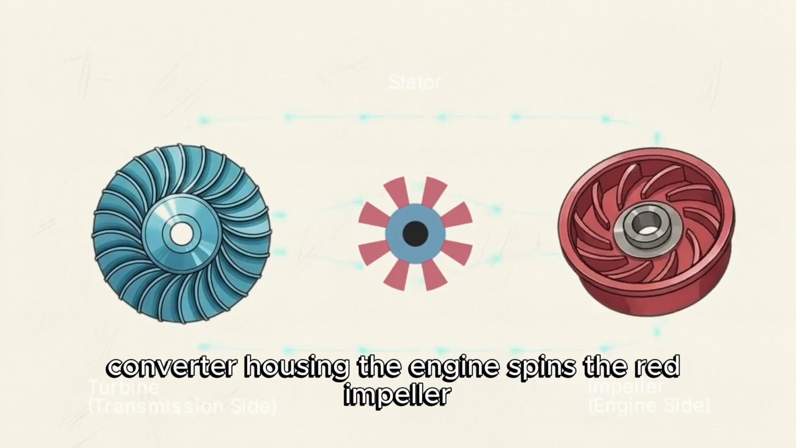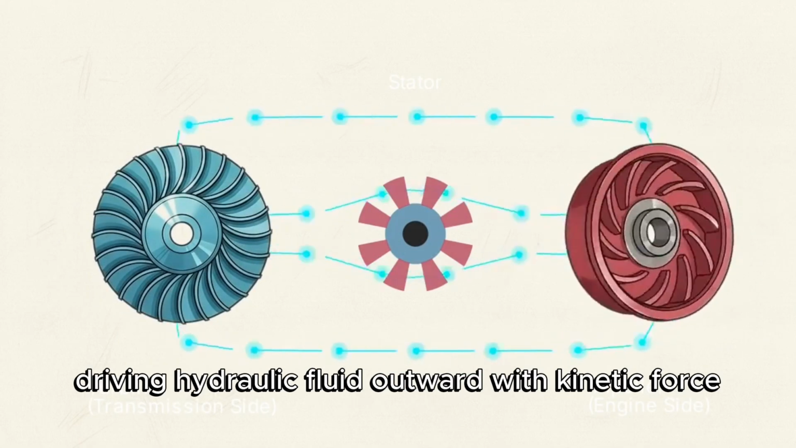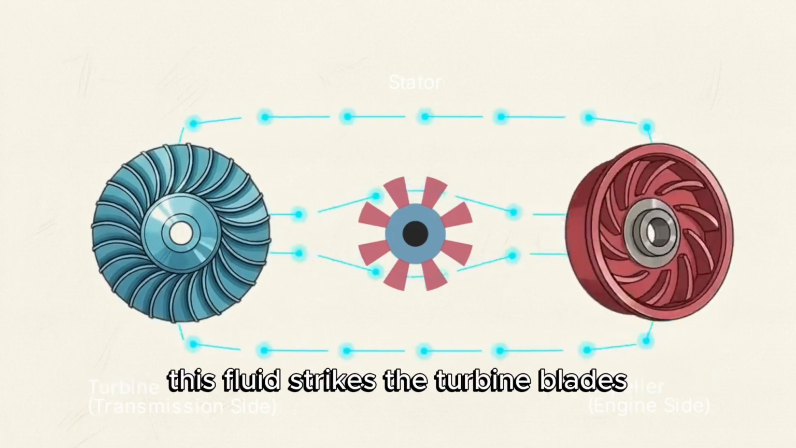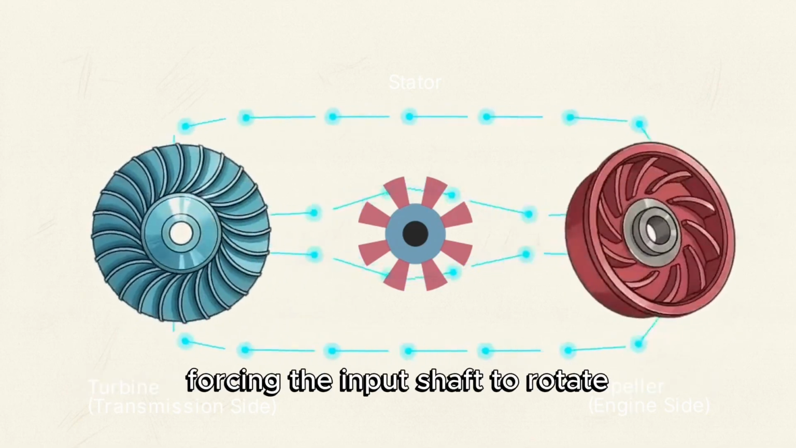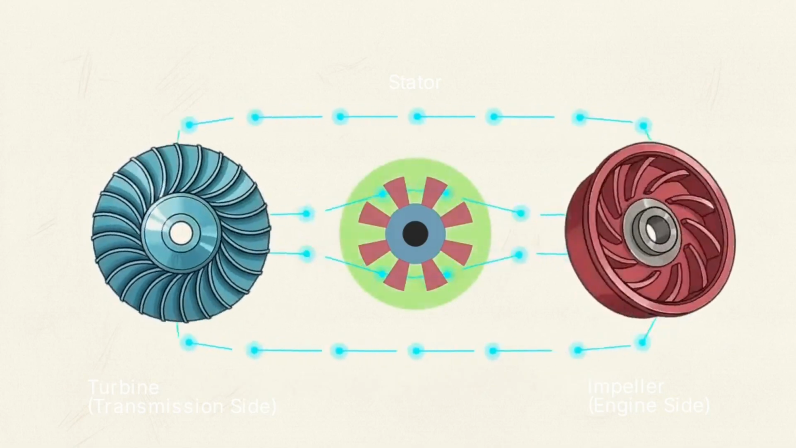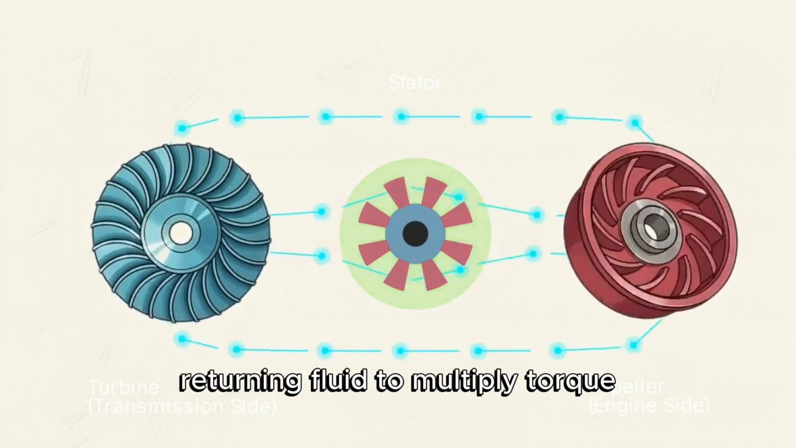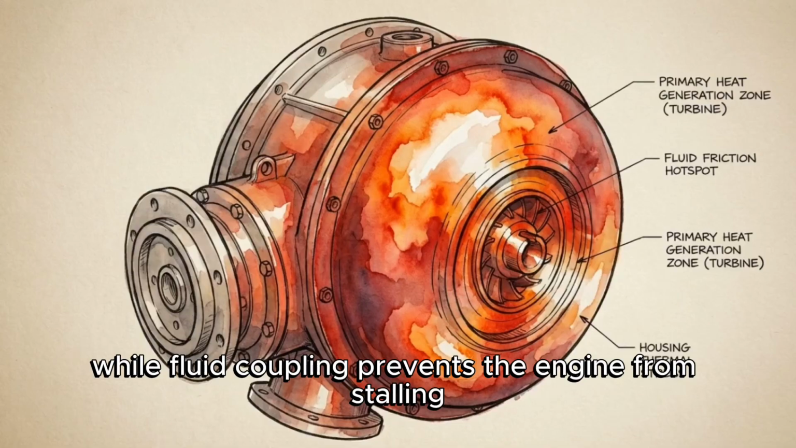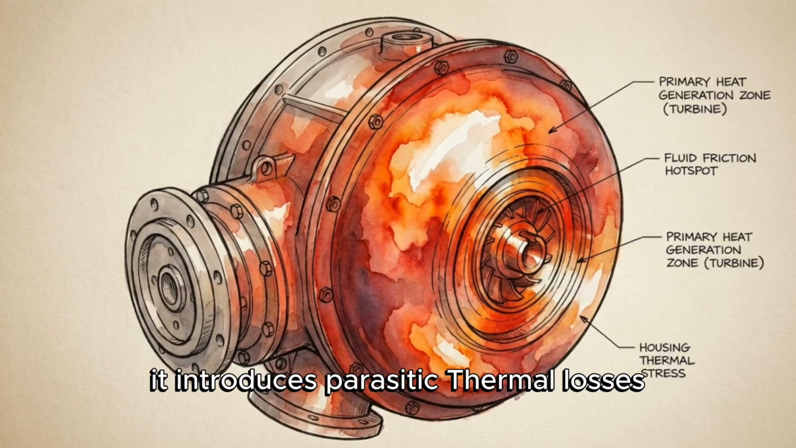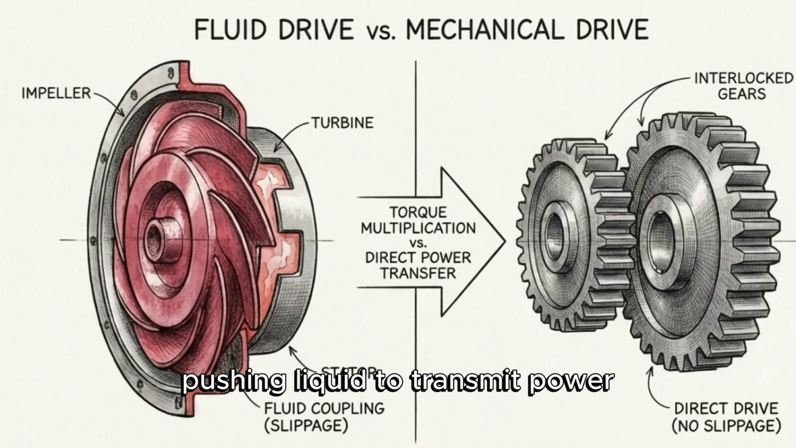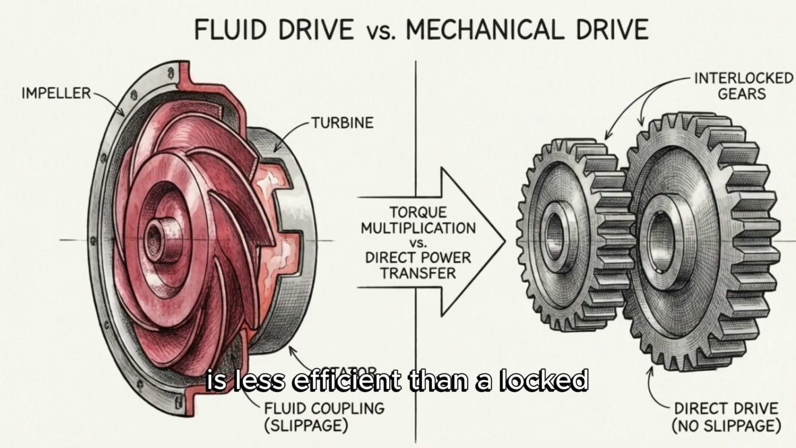The engine spins the red impeller, driving hydraulic fluid outward with kinetic force. This fluid strikes the turbine blades, forcing the input shaft to rotate. The central stator then redirects returning fluid to multiply torque. While fluid coupling prevents the engine from stalling, it introduces parasitic thermal losses. Pushing liquid to transmit power is less efficient than a locked, direct mechanical connection.